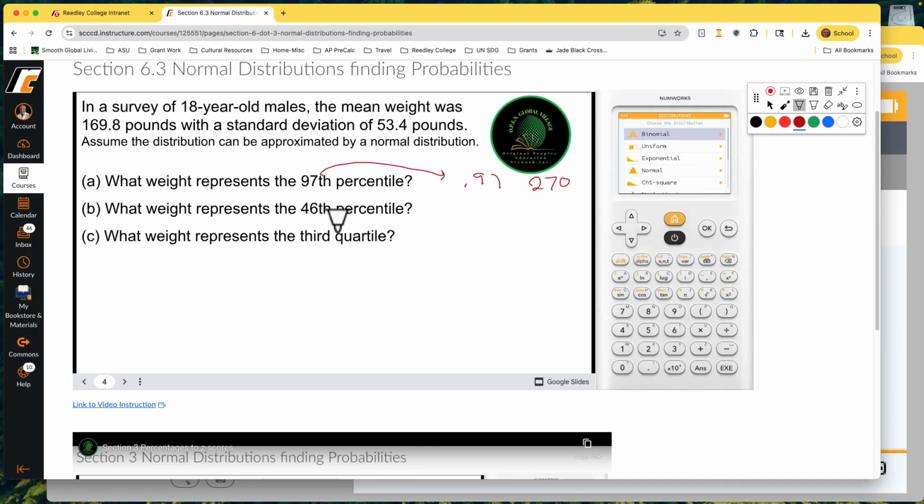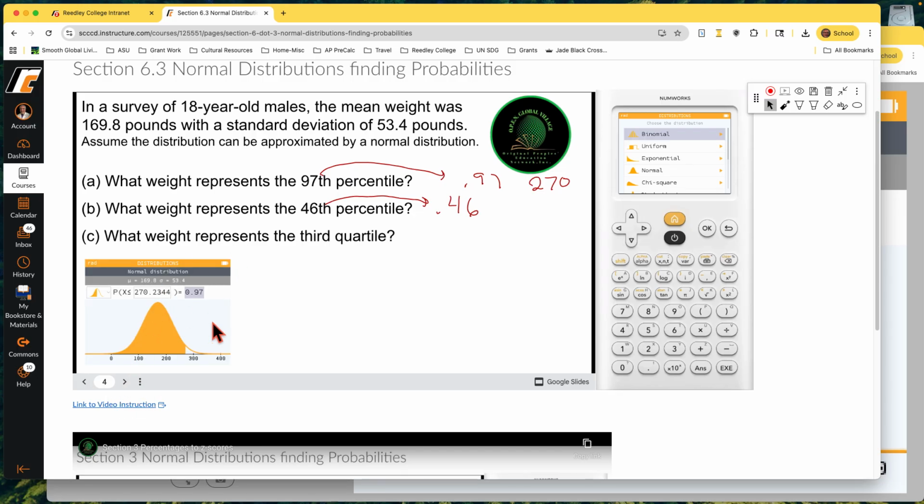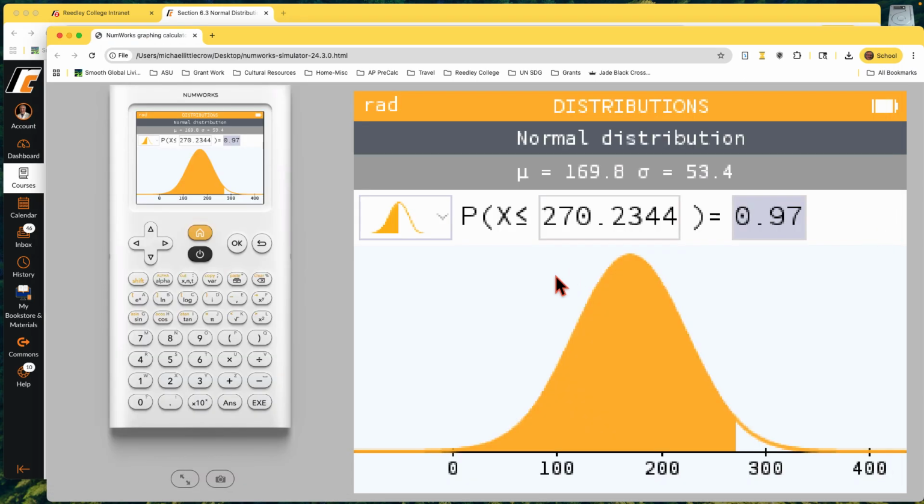46th percentile, what do we do differently? We put in 0.46, and I guess I should click down here. So this is a way to check to make sure. And since it's a percentile, we use exactly the same thing. And there's 46% of it, 164.